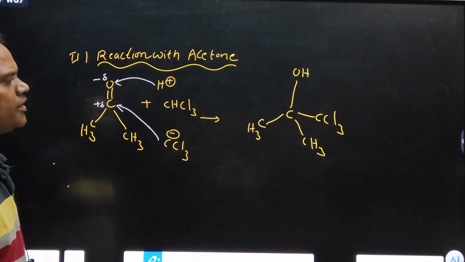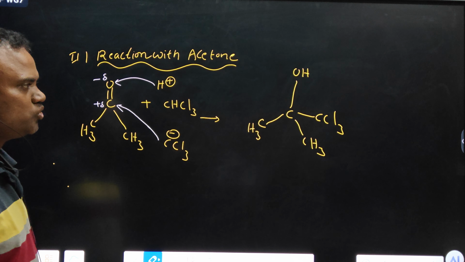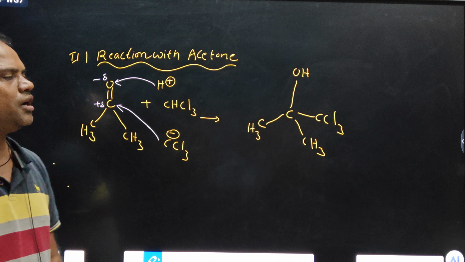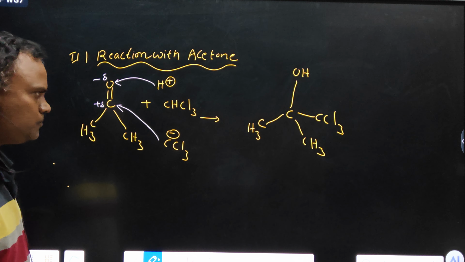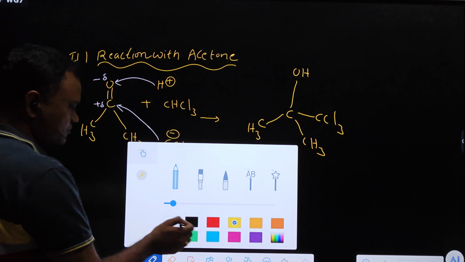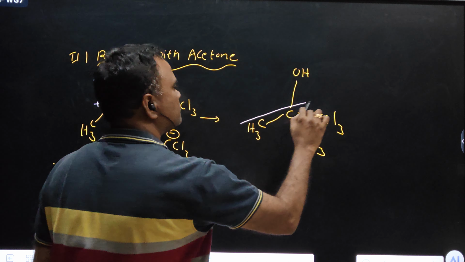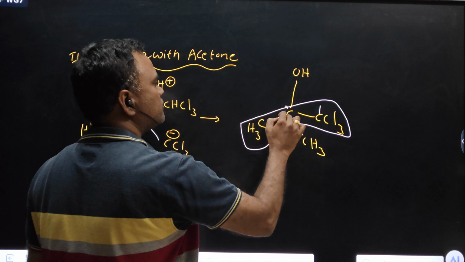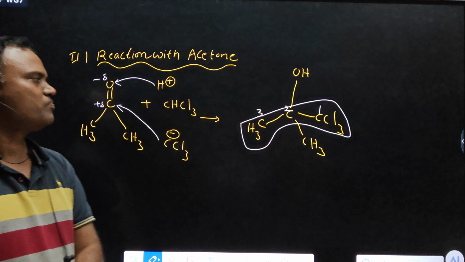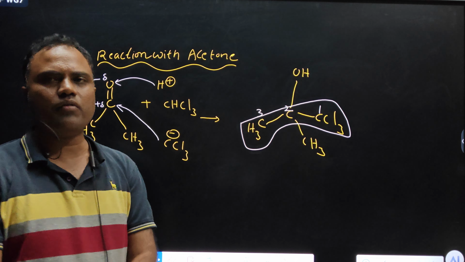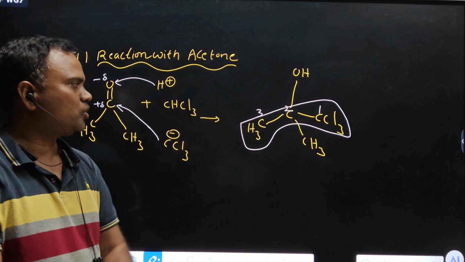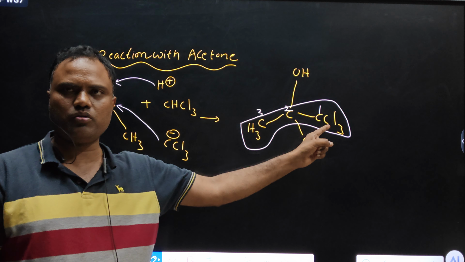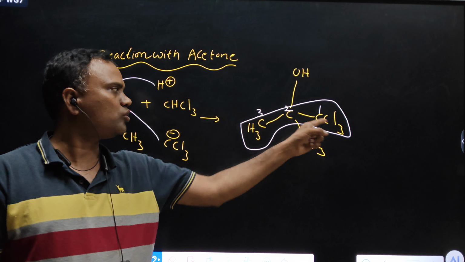Single bond. Can you give its IUPAC name? What is the name of the product where chloroform reacts with acetone? Select the longest chain. This will be the longest chain: 1, 2, 3. 1,1,1-trichloro, 2-methyl, 2-propanol.